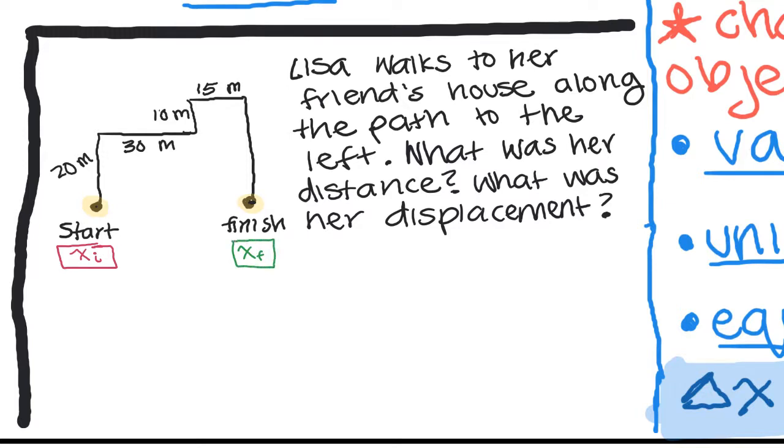That represents our final position. So we've got xi and xf. Okay, then we also know she walks along this path to get to her friend's house.